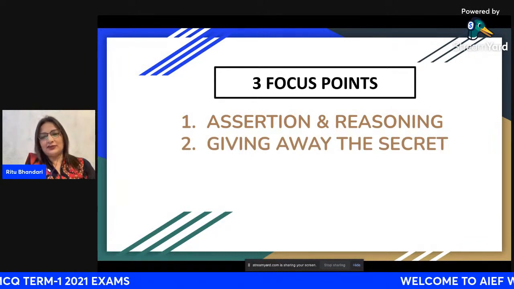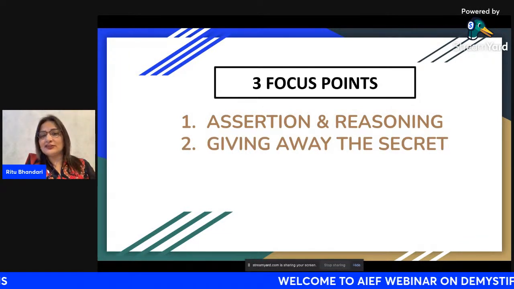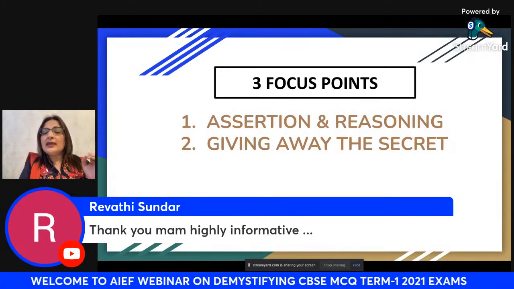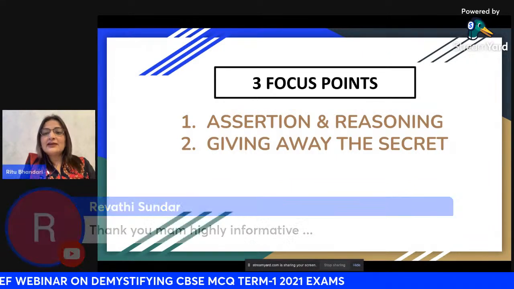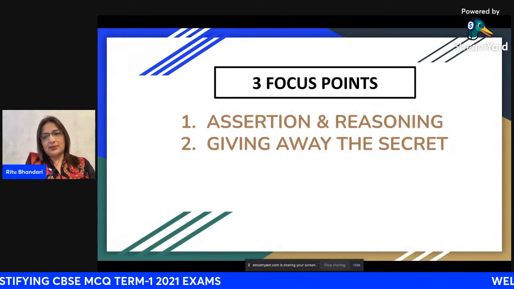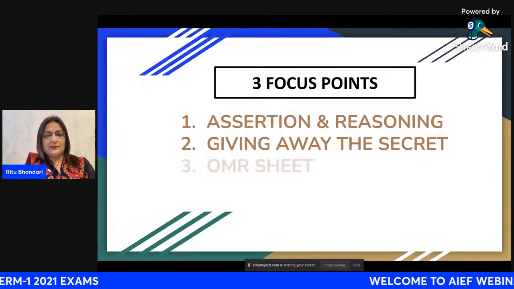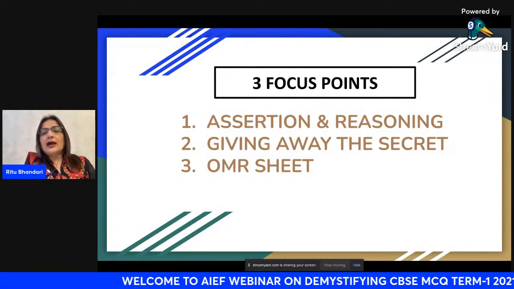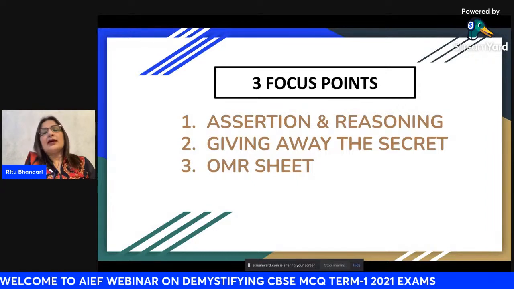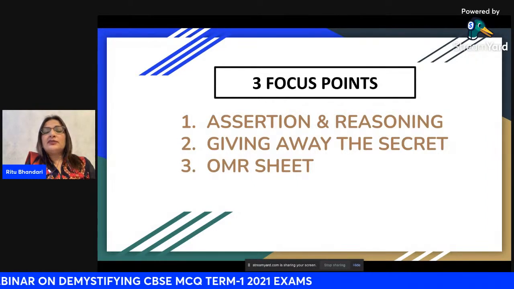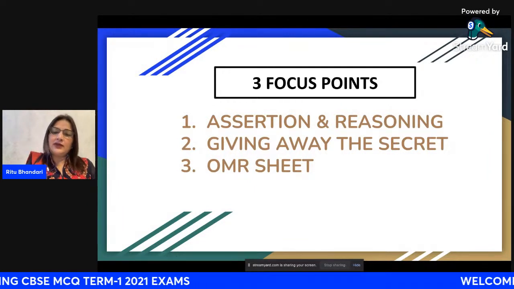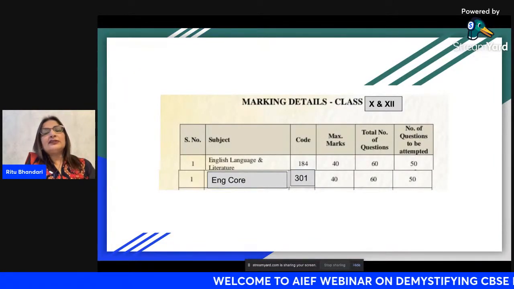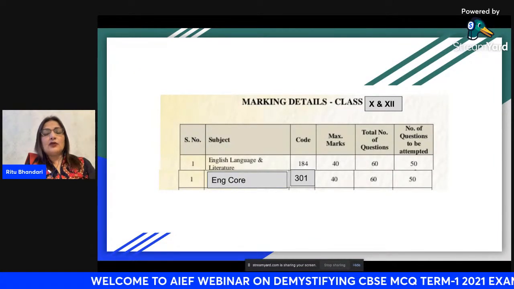Then I'll be giving away a secret: how do the teachers plan their questions? If my students know what is going on in the mind of a teacher while she's planning her paper, won't my students have an upper hand? So I'm going to give away that secret today. And the OMR sheet, if the time permits, because I believe Yogita ma'am and Ritika have already touched upon this topic. So I'll be spending more time on assertion and reasoning and giving away the secret which teachers use to plan their paper. Before that, let's understand the marking details of 10th and 12th standard.